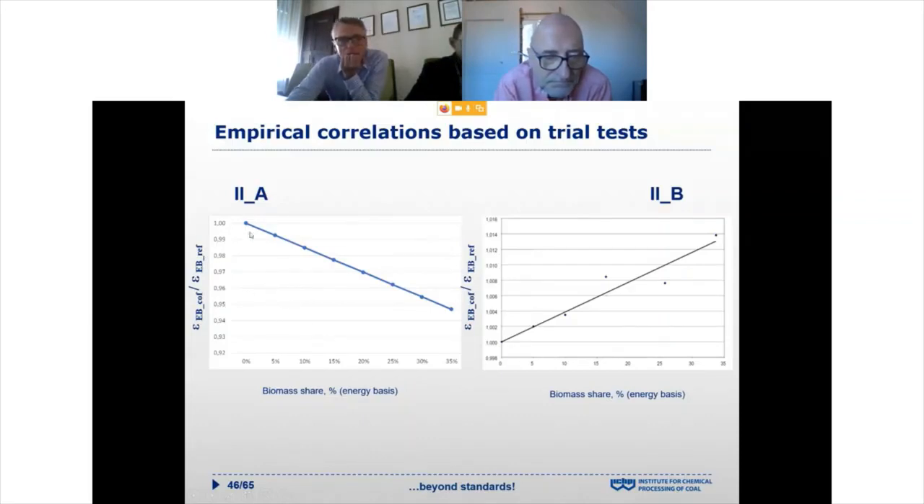And when you again add the biomass to the co-firing, then your consumption goes down, and when you go up, it's the opposite. It's the opposite way. So maybe the one thing which should be remembered is that we have two opposite behaviors of biomass added to the lignite and added to the hard coal.